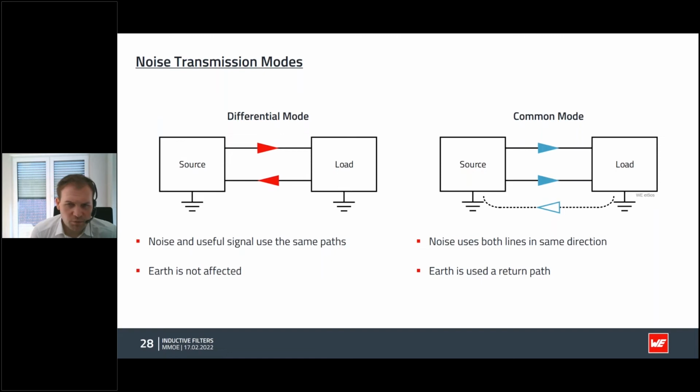And then we have the much more sneaky common mode signals, or the common mode noise. The common mode noise will use both lines in the same direction and will use the earth or protected earth as a return path. So the common mode noise will use ways that we might not really anticipate. However, we can use this different way of using the lines, or these different directions of the current, to our advantage.